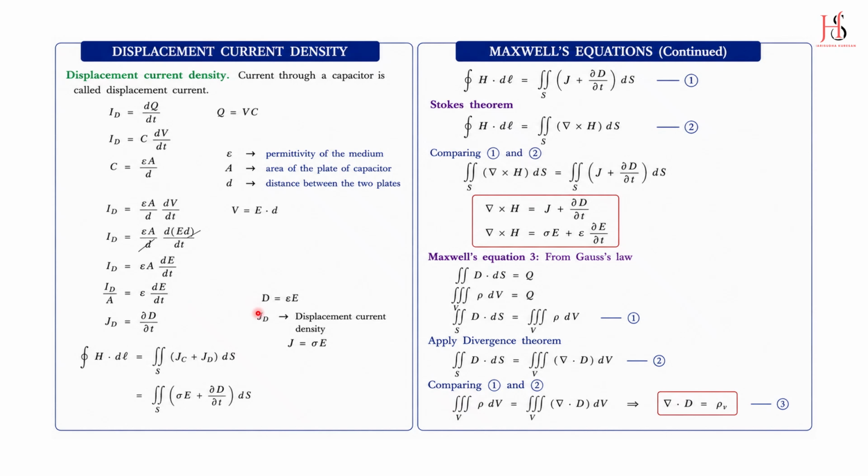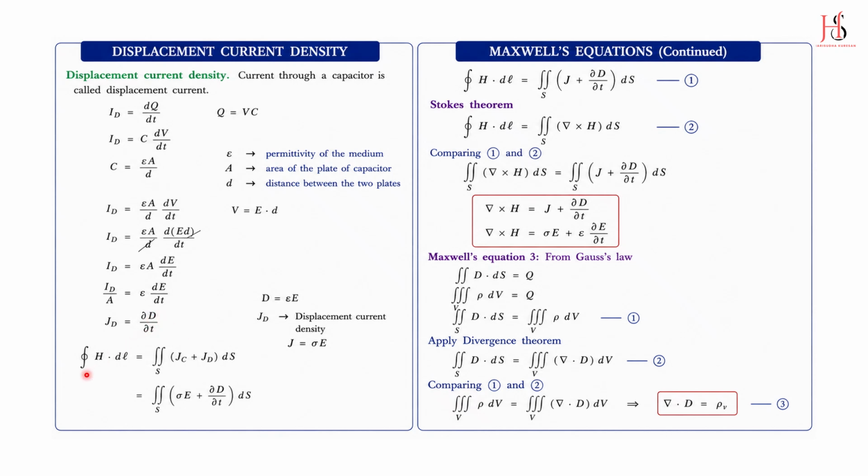We know that JD is the displacement current density, where D is equal to epsilon into E. Here E is the electric field intensity and D is the electric flux density. So the relationship between electric field intensity and electric flux density is D is equal to epsilon into E. So this ID by A is nothing but JD, and this epsilon into dE by dt can be written in terms of D as dou D by dou t.